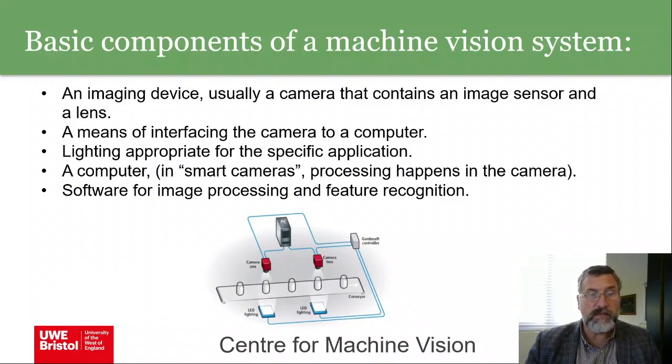Lighting is very critically important, but often overlooked as a factor in machine vision applications. The computer, we can't do much without that. In smart cameras, you can actually get a processor built into the camera. And then we need some good software for image processing and feature recognition.